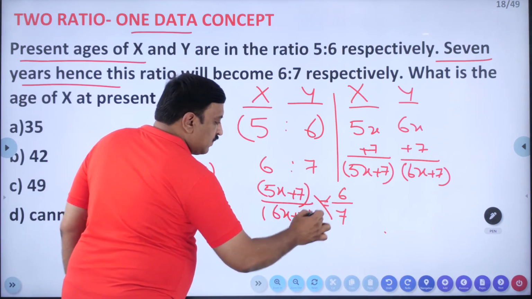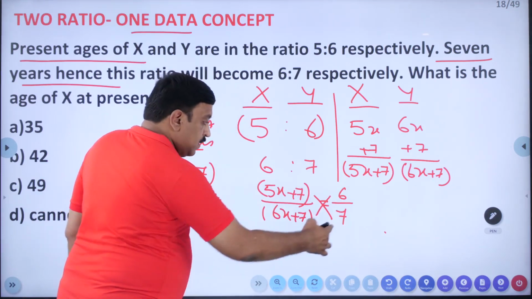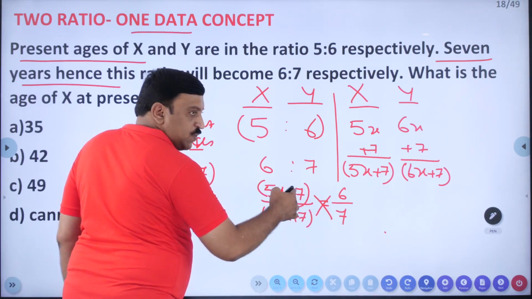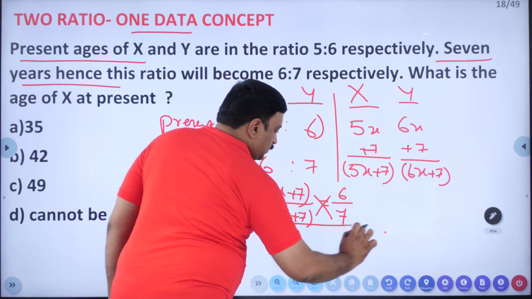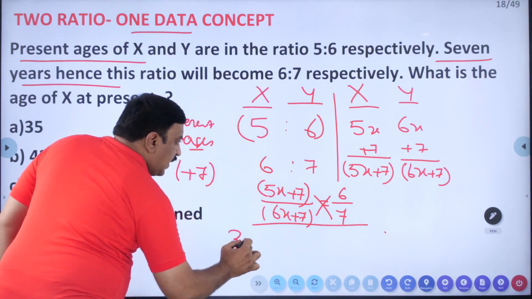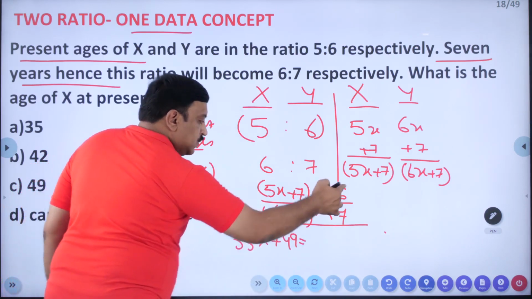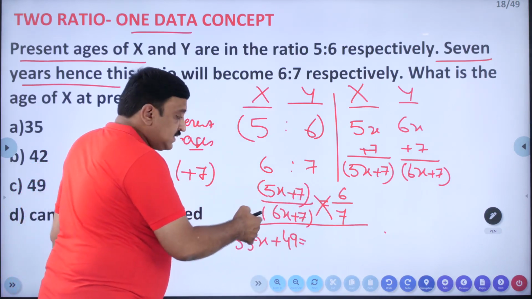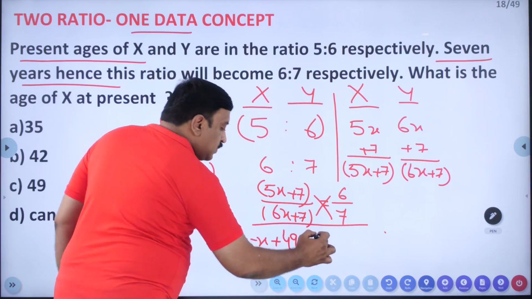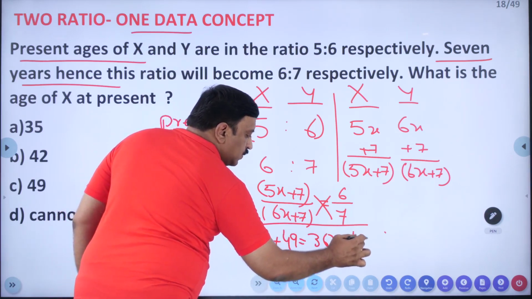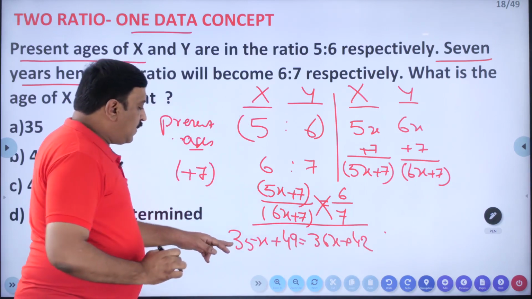Cross multiply both of them. 7 into 5 is 35, 7 into 7 is 49. So, it is 35x plus 49 is equal to 36 plus 42. So, there is 36x plus 42. So, I will simplify this one.